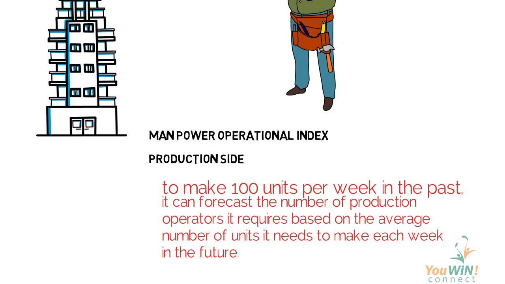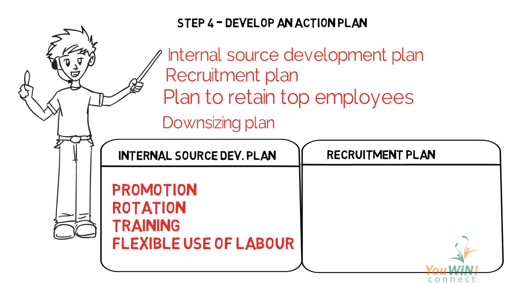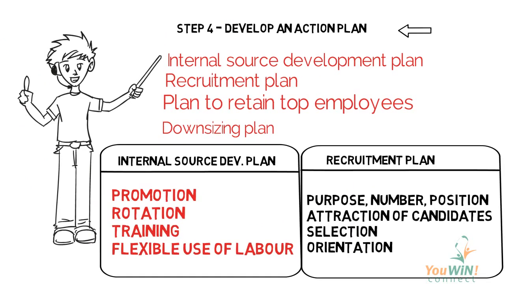Once we have done our forecasting that way, we then develop the action plan, which is step 4. On the screen, you can see we've listed 4 plans. We have the internal source development plan, the recruitment plan, the plan to retain top employees, and a downsizing plan. Now, in the case of a deficit, the company may go for either recruitment, training, or interdepartmental transfer, whereas in the case of a surplus, voluntary retirement schemes, redeployments, transfers or layoffs could be followed.